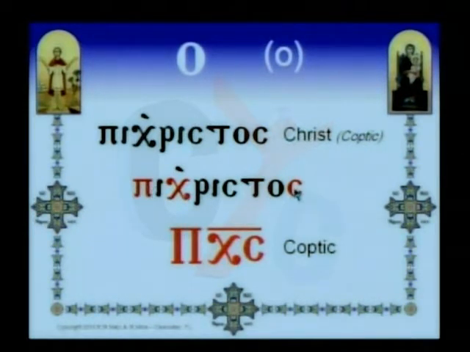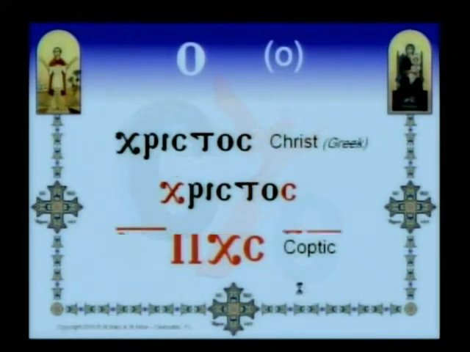Now, if we want to abbreviate the Coptic word, we put the letter P, which is the definite article in Coptic, then the first part of the word Christos, which is the Chi, and the last letter of it, the Sigma. So this is the way the word P Christos is abbreviated in Coptic: the P, the Chi and the Sigma.